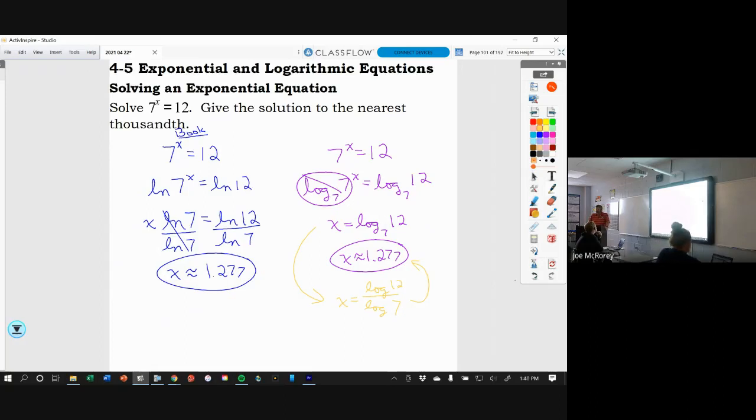What are you doing? Typing. Okay. Questions on this problem? On the other one, it doesn't matter if I use natural log or log, right?